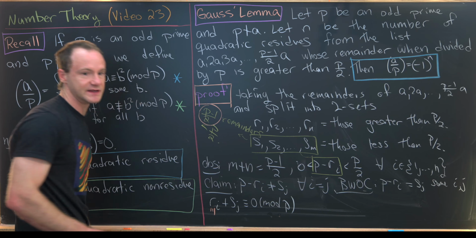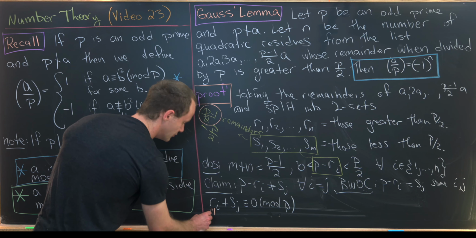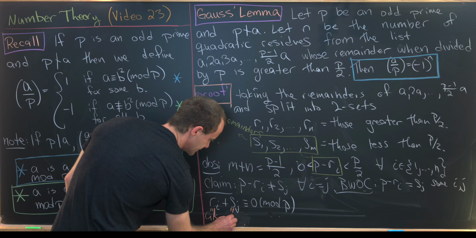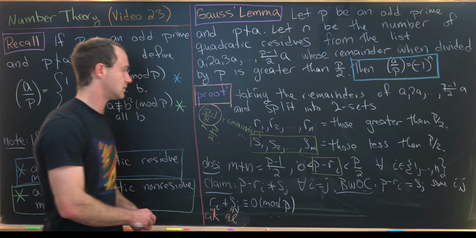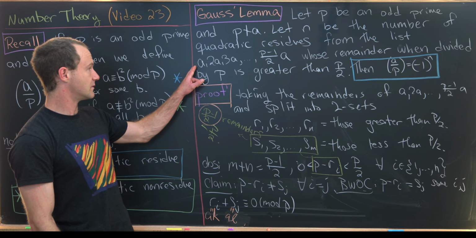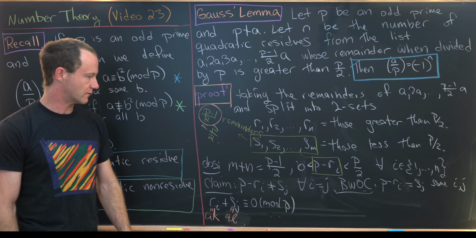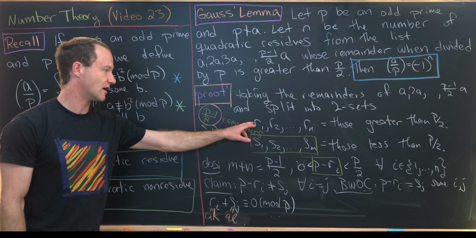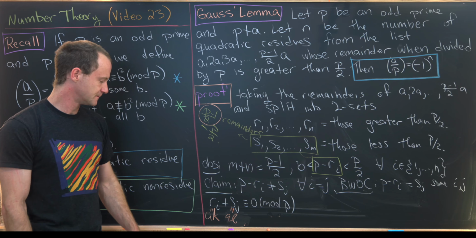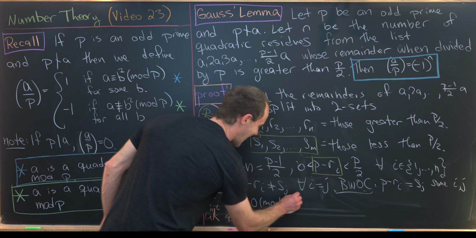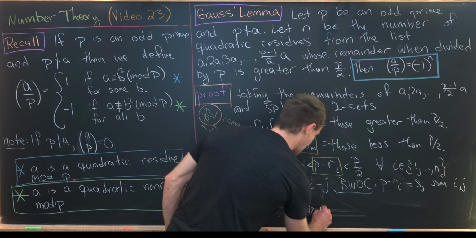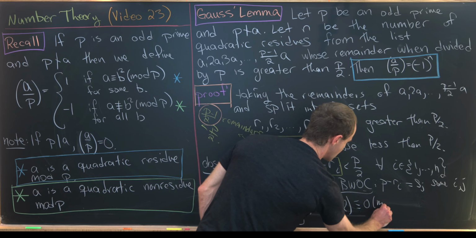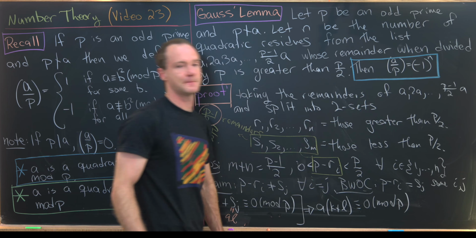So let's maybe reiterate that here. This guy right here is congruent to a times k, and this guy right here is congruent to a times l, where k and l run between 1 and (p minus 1) over 2. That's just by the way that we got these two lists of r's and s's. Okay, so now we can factor an a out of this, and we'll see that we have a times (k plus l) is congruent to 0 modulo p.